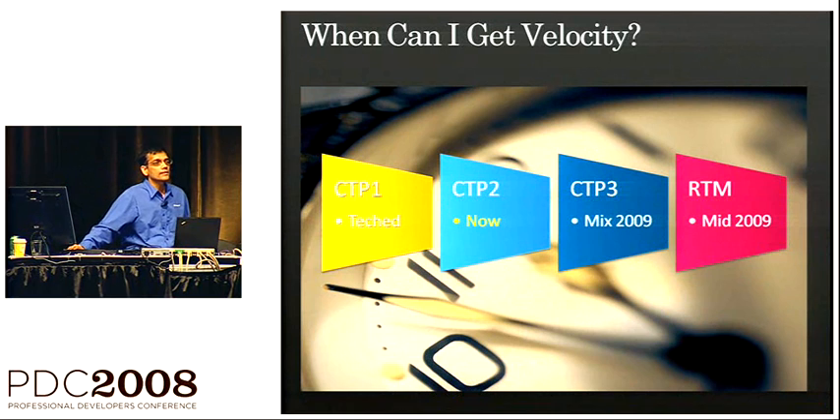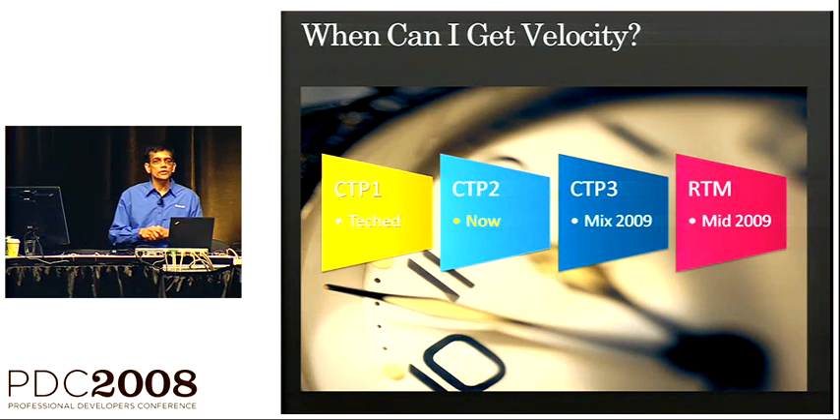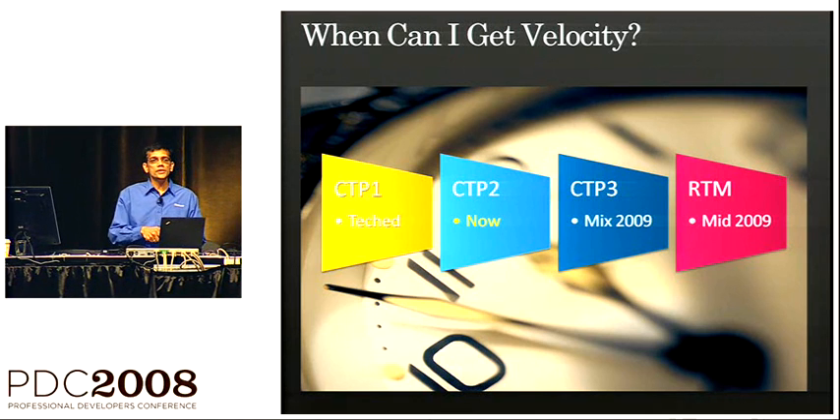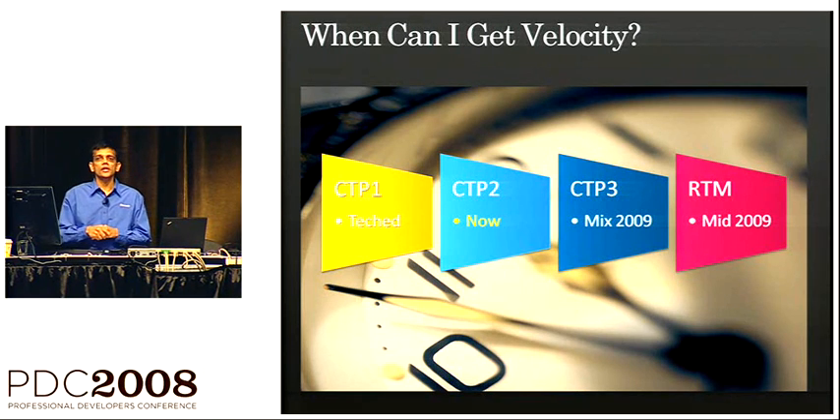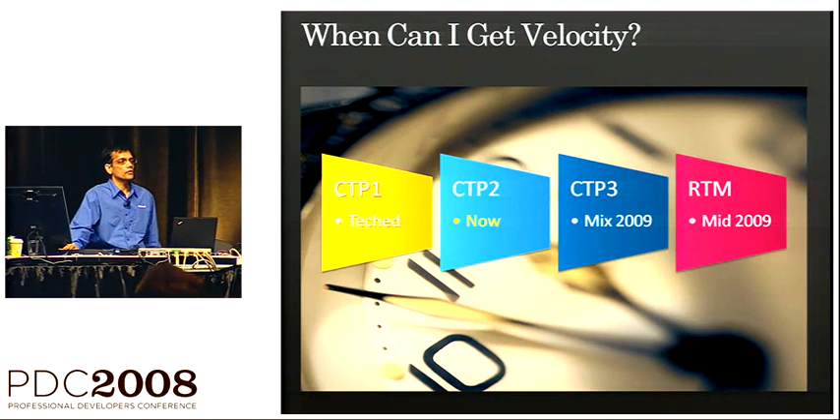So when can I get it? We released the CTP1 community preview at TechEd in June of this year. CTP2 is out now. You can actually download it if you go to the website, msdn.microsoft.com/data. And we're planning to have a CTP3 in the March time frame, and the release sometime in the middle of next year.